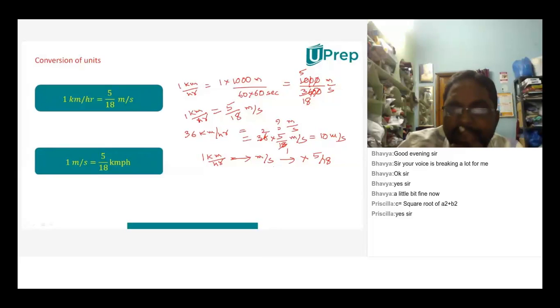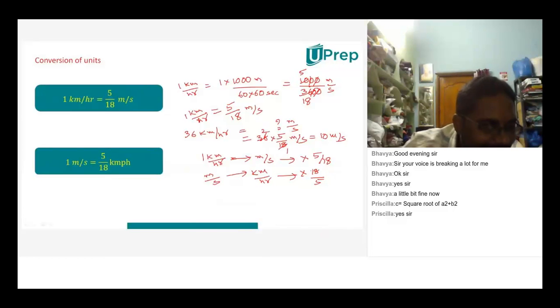And suppose you are converting meter per second to kilometer per hour, then what you have to do? Meter per second to kilometer per hour. If you are converting like that, we should divide by 5 by 18. If we divide, it becomes a reciprocal. Reciprocal means 18 by 5 instead of 5 by 18. That we should divide meter per second.